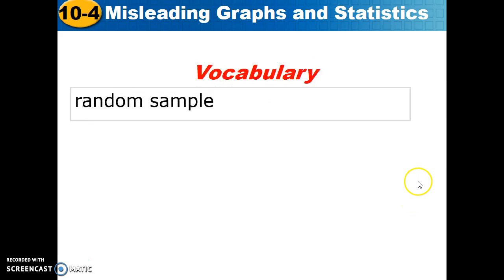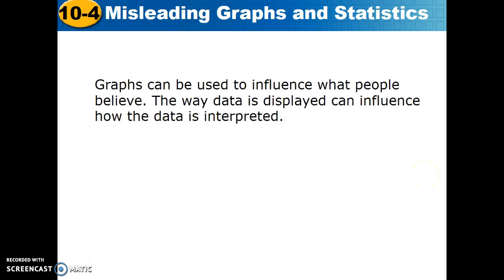Our vocabulary for today: random samples. So we're going to be looking at statistics, taking samples, and learning how to assess all of the above. Graphs can be used to influence what people believe. The way data is displayed can influence how the data is interpreted.